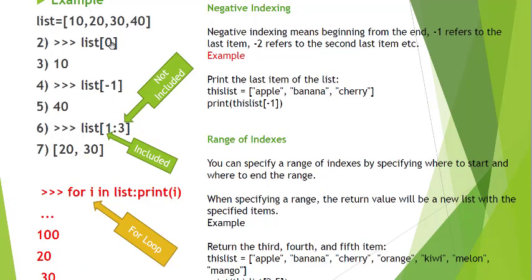Now this is the list. Index 0 will give the 10, index -1 will give the last one, 40. 1 to 3 is a slice operator which will give you from 1, that is 20. This is 0, this is 1, and then the 3. It's 0, 1, 2. Because up to 3, 3 is not included. The beginning one is included all the time. It starts from the 1, that is 20, but it doesn't stop at the 3, rather it stops at 2, so 3 is not included.